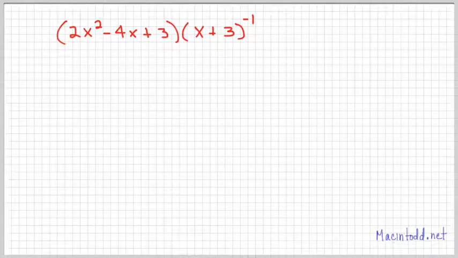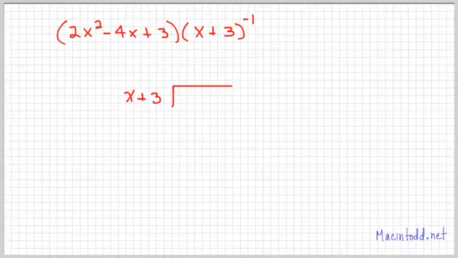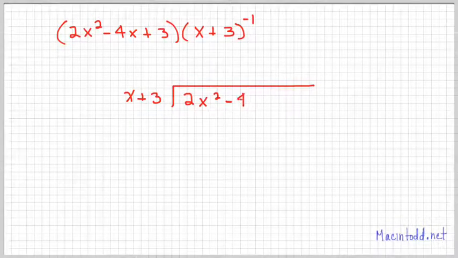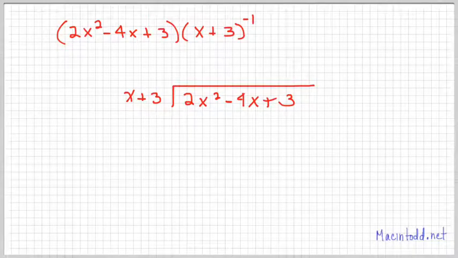Here's the division problem that was given at the very beginning, so let's write this as a division problem now. X plus 3 divided into 2x squared minus 4x plus 3. So now that we have it set up like a long division problem, we just go ahead and work through it just like we would with regular division.